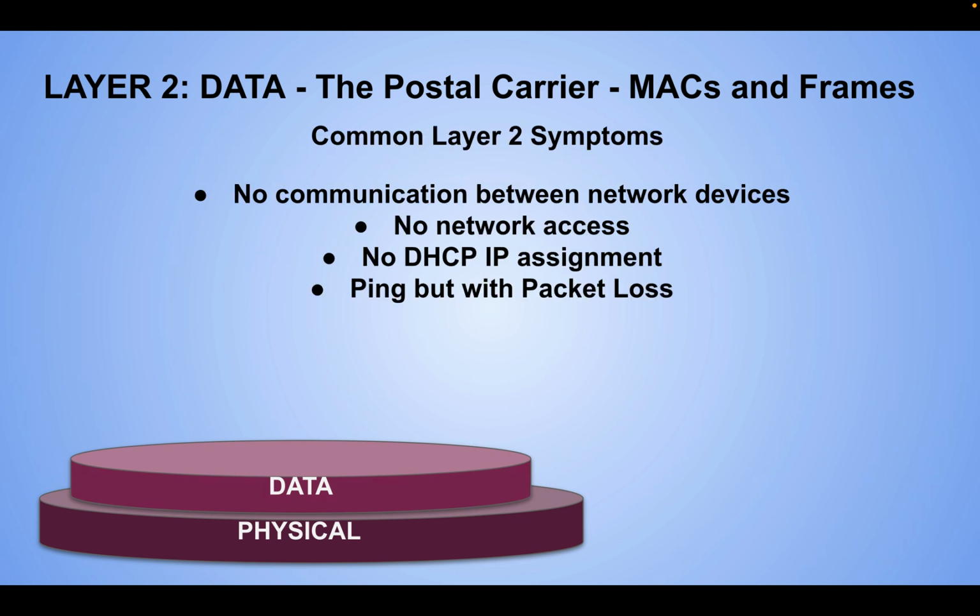Symptoms of layer 2 problems can be a little bit trickier because layer 1 might look fine. So you might see things such as no communication between network devices even when they're on the same local network, or no network access even when you can see that the link light is on. Another one is not getting any DHCP IP assignment. The device can't get an address from the local server, or you can ping a local device, but you're losing a lot of packets along the way. These often point to issues with how devices are locally addressing each other or sharing network medium.